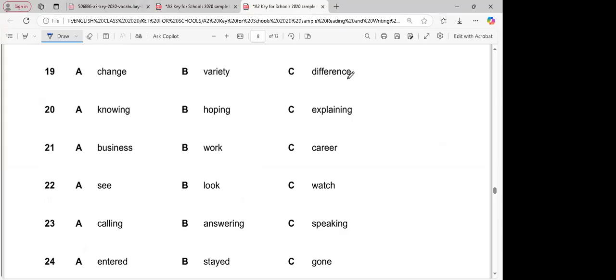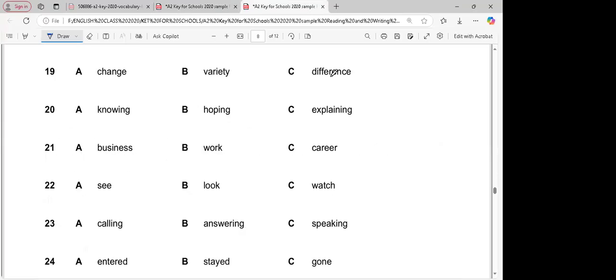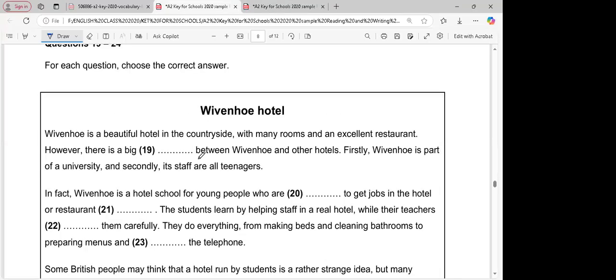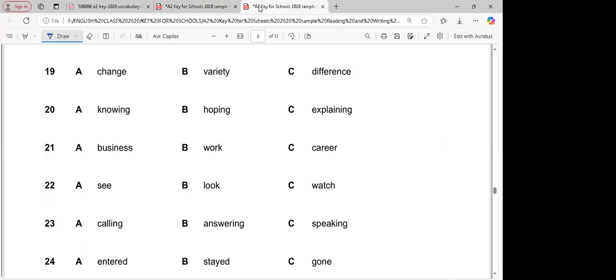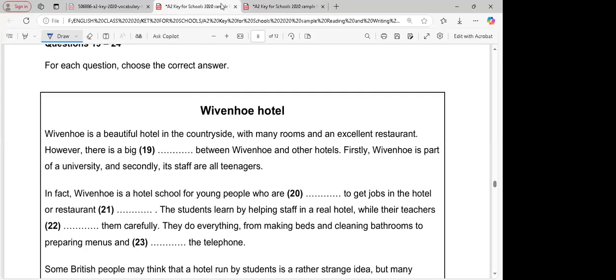Change, variety, difference. Now try. Vivanhu is a beautiful hotel in the countryside with many rooms and an excellent restaurant. However, there is a big change, variety, or difference between. There is a big change between Vivanhu, or there is a big difference between Vivanhu, or there is a big variety. Which word is matching? Change.